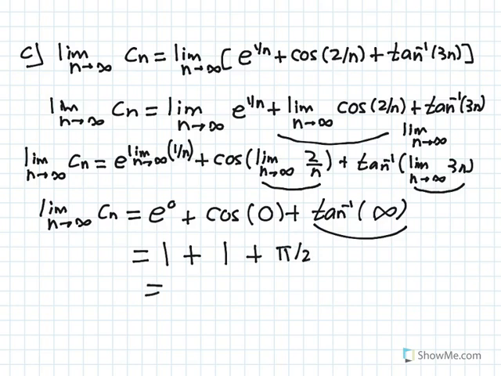So the result is 2 plus pi over 2. So the limit as n goes to infinity of Cn is equal to 2 plus pi over 2. So we say the sequence Cn converges to 2 plus pi over 2 as n goes to infinity.